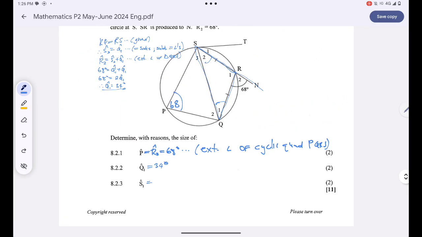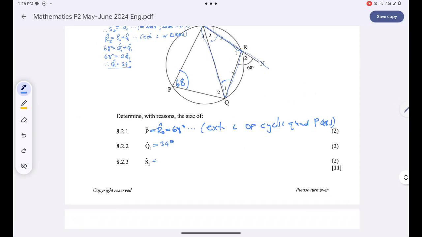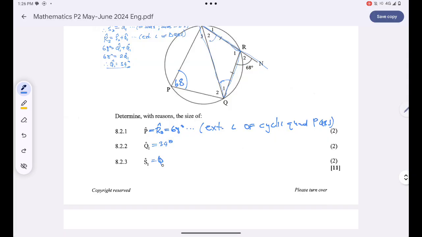And then they want us to find the size of angle S1. I know that angle S1 is equal to angle Q1. That means S1 is also 34 degrees. This is true because of the tan chord theorem. That's how we're supposed to tackle this question.